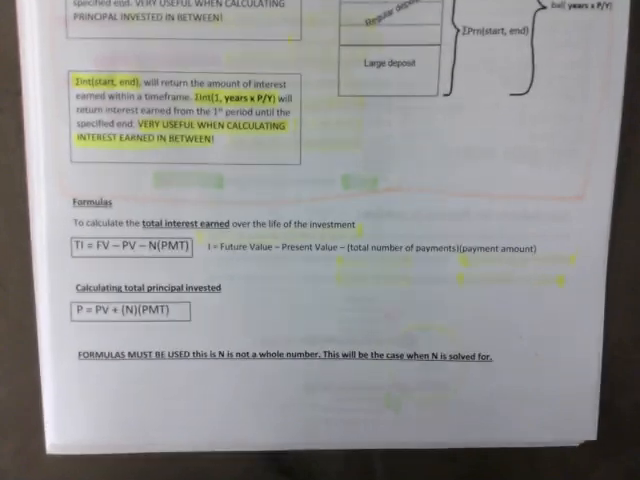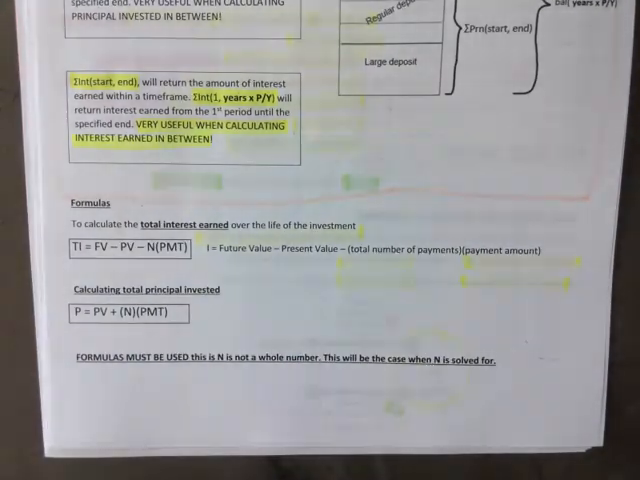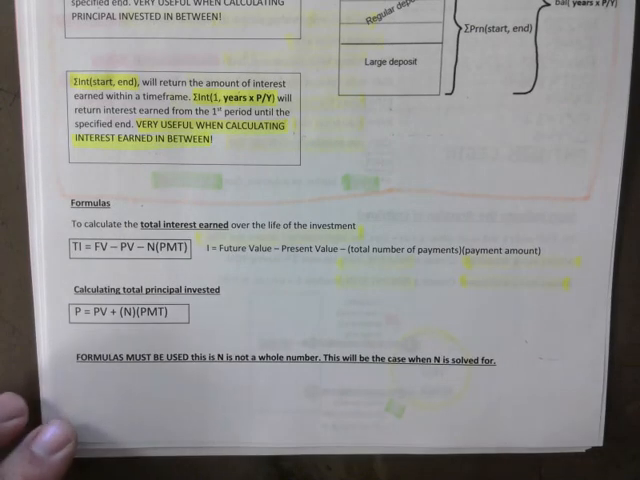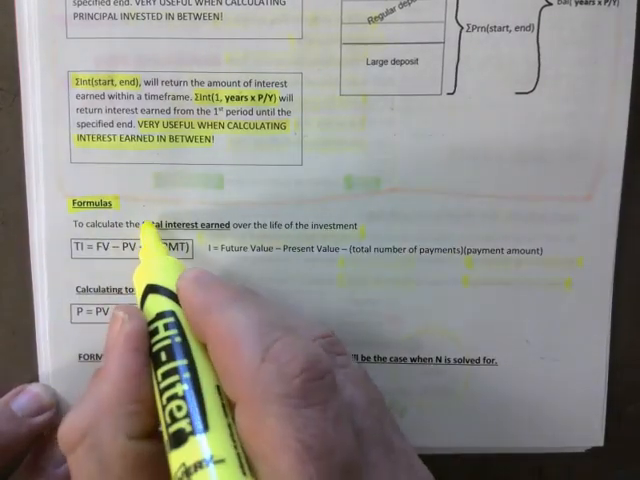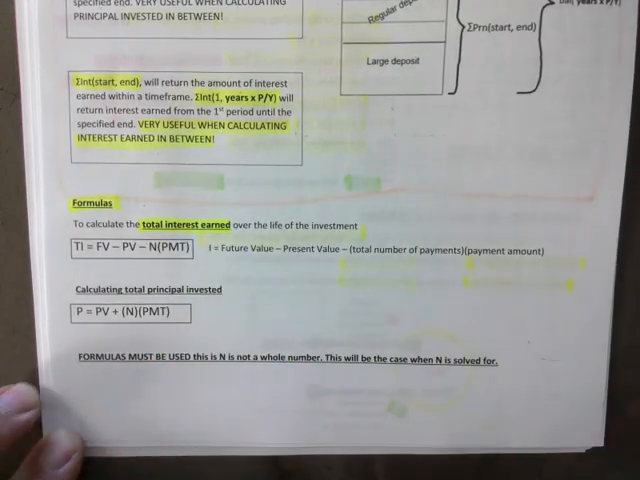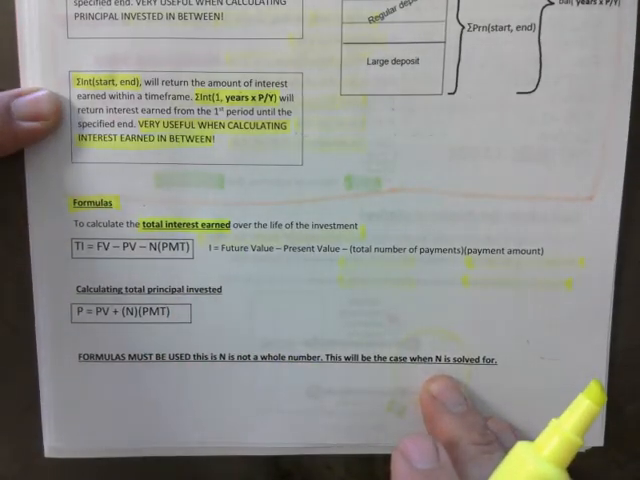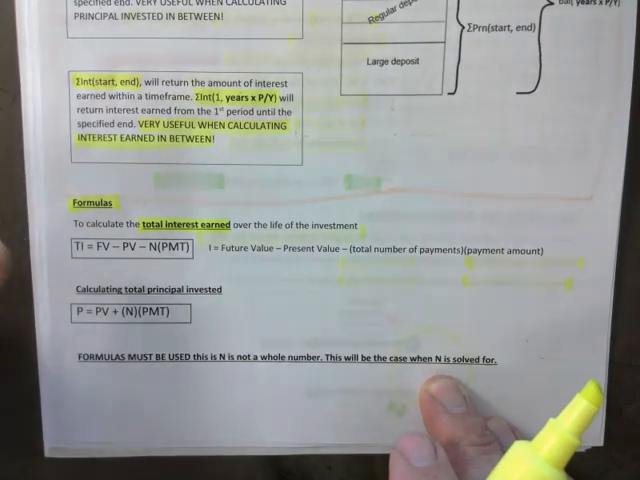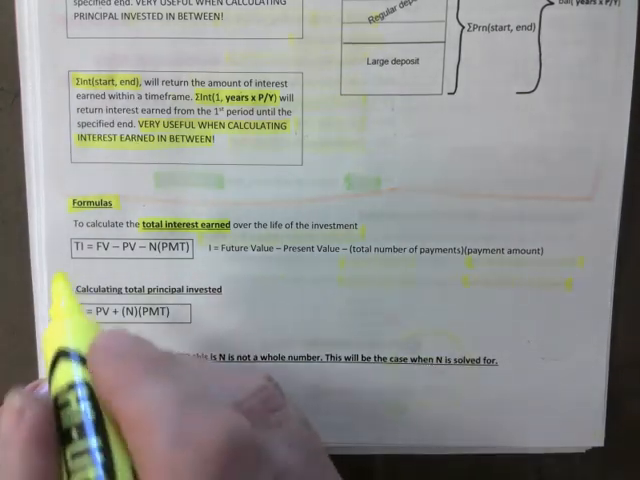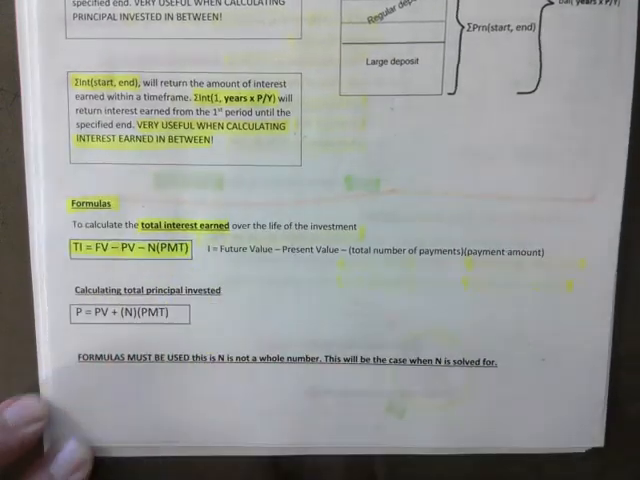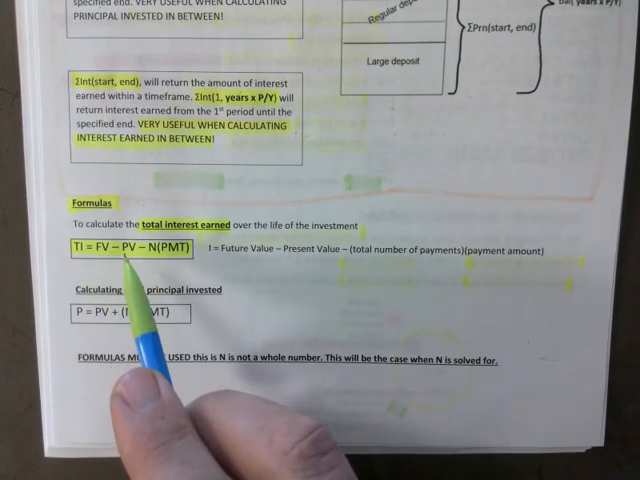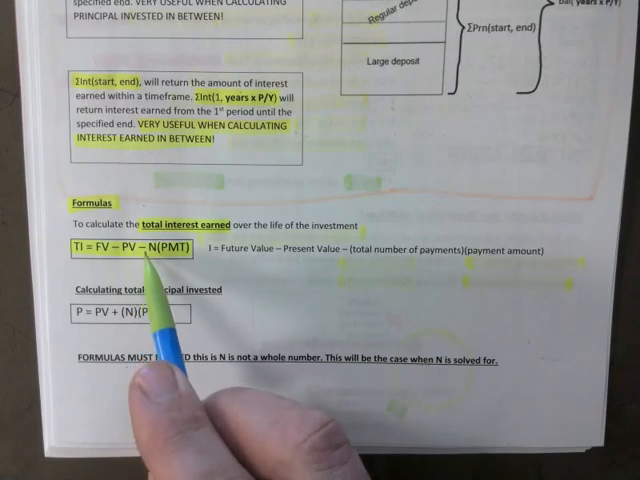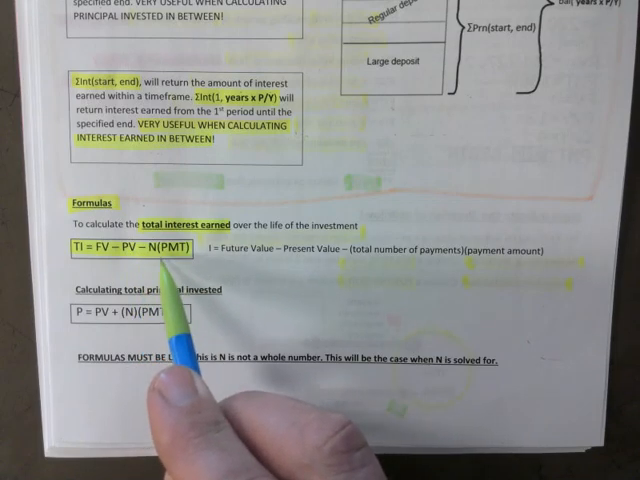And then there are 2 formulas that I need you to have. Okay, even more formulas. So formulas, if you want to figure out the total interest earned, yes, I would always prefer you using this function up here that we just talked about. Okay, ideally, but there's a problem, and I'll talk about it in a bit. Total interest is taking your future value minus the present value minus, what is this here, n times PMT.